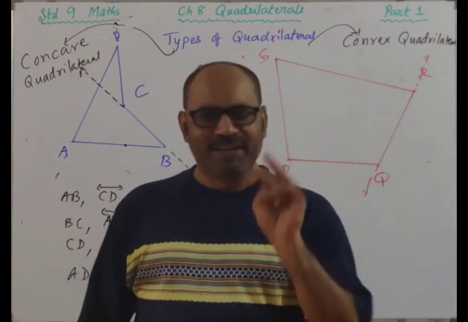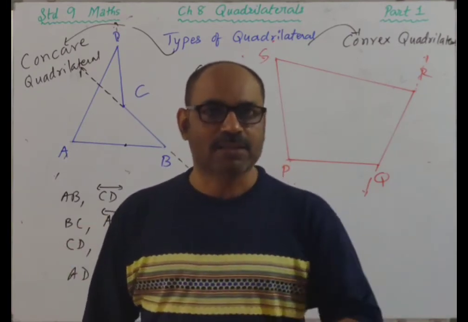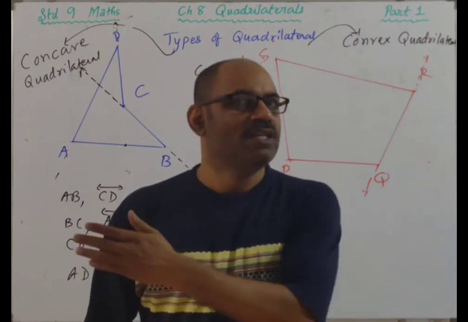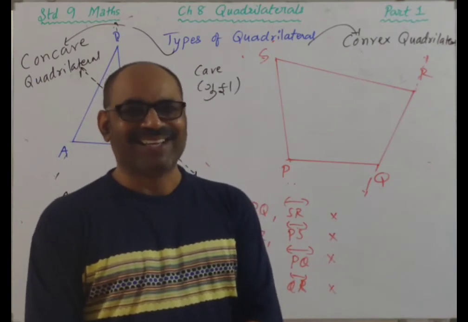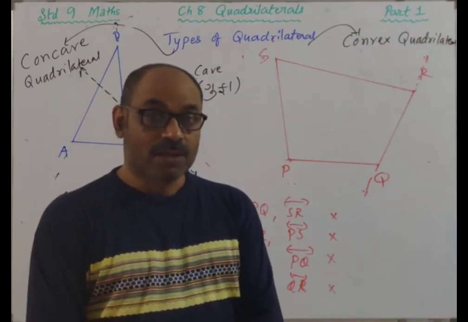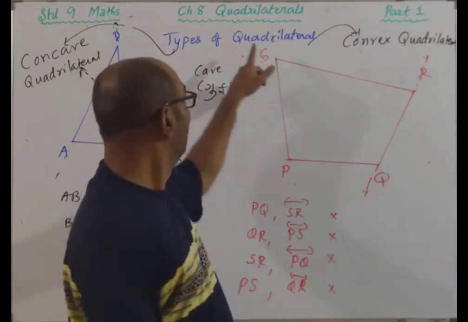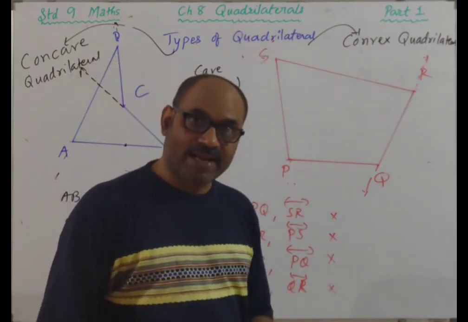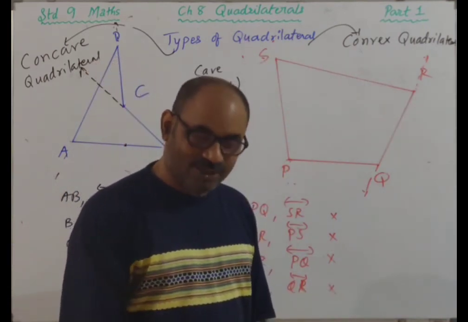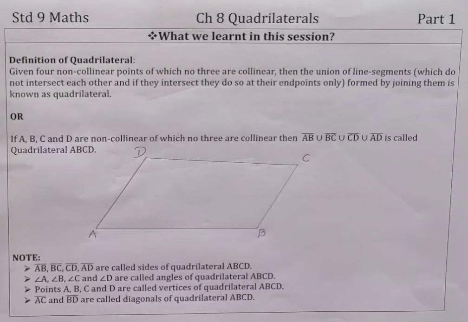Children, there are only two types of quadrilateral. So concave quadrilateral can be defined as a quadrilateral which is not convex is called concave quadrilateral. Clear? Okay. So that's it. We learnt about two types of quadrilateral, concave quadrilateral and convex quadrilateral. Is that clear to you, children? Okay. Fine. So now, children, let's see what we learnt in this session.